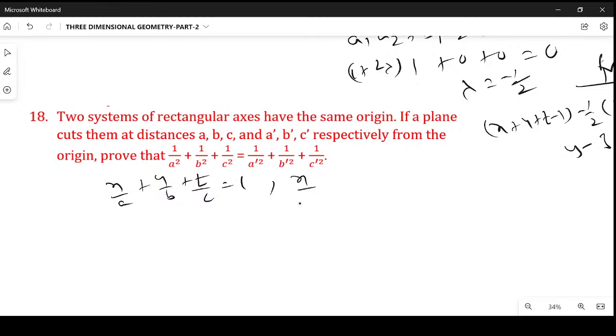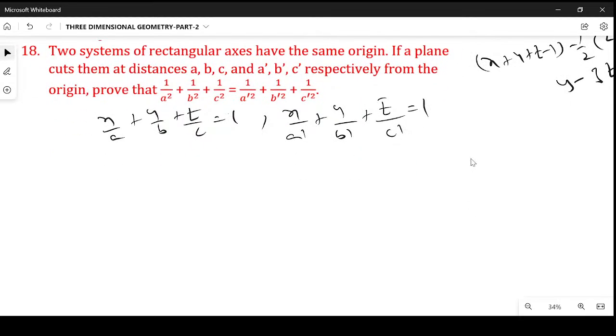Another one: x by A dash plus y by B dash plus z by C dash equals 1. They are giving both 1 and 2 from the given information. They are asking here to prove that 1 by A square plus 1 by B square plus 1 by C square is the same. They are given the same origin, so the distances will be the perpendicular distances from the origin to both the planes. I can write that the length of the perpendicular from origin to the planes must be the same.